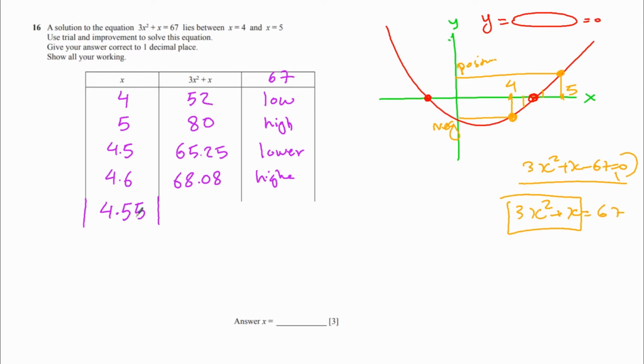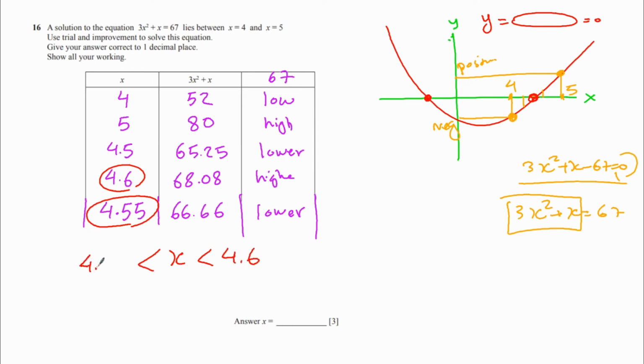This time, if I put in 4.55 squared, times 3, plus 4.55, the answer is 66.66, rounding this up a bit. And this is lower, so it means that we need to go higher than this. So far, we have found that our answer is less than 4.6, but based on the last line, it is higher than 4.55. So our exact x value is somewhere between 4.55 and 4.6.